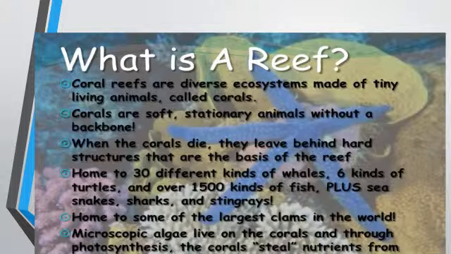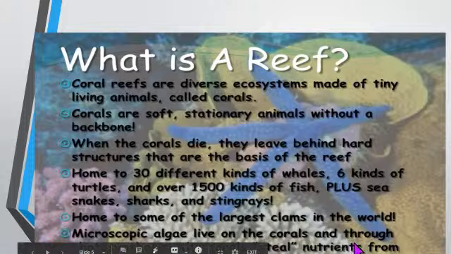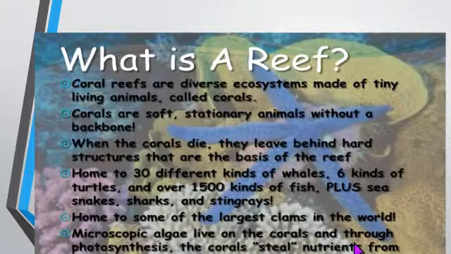Algae live on the corals, and through photosynthesis, the corals steal nutrients from the algae, giving them their vibrant colors. So this is basically explaining a relationship between the algae and the coral themselves. So yes, they benefit each other, but at the same time, if you have too much algae, then you would end up in problems for the coral.